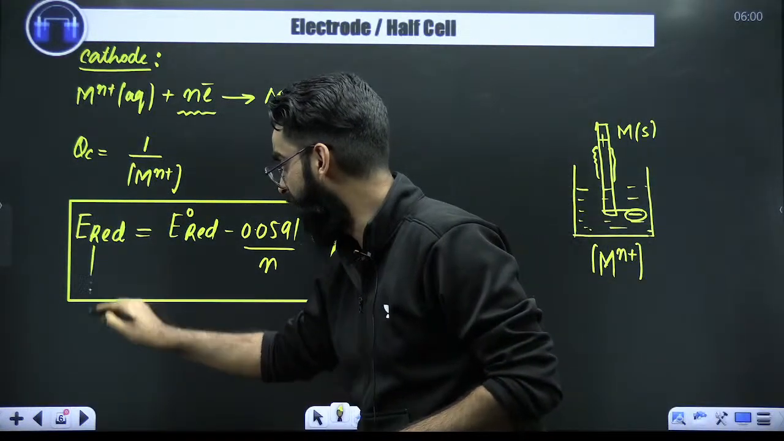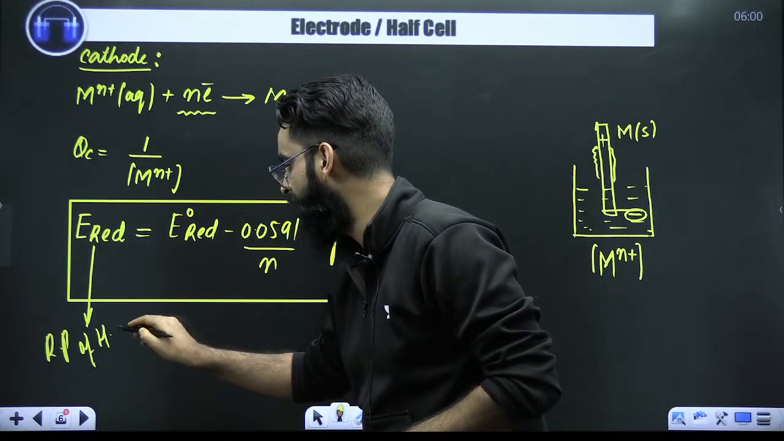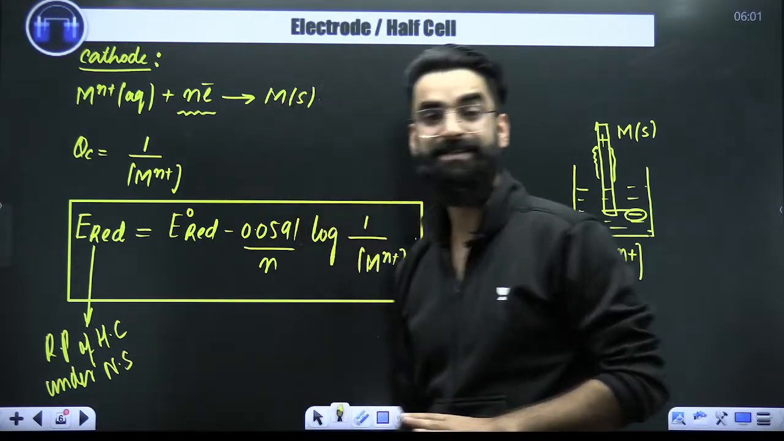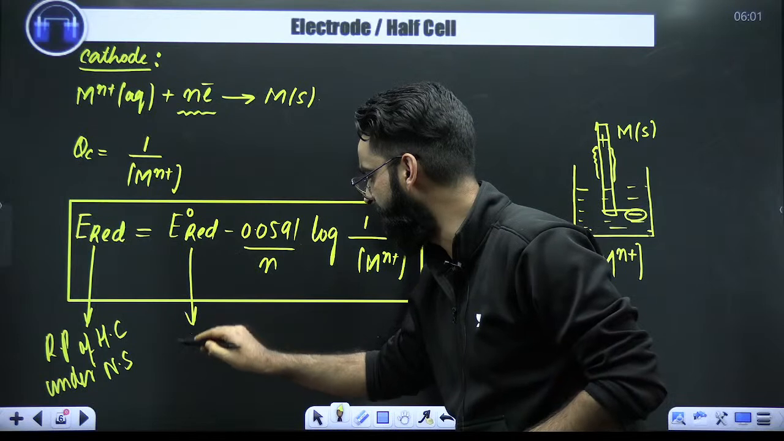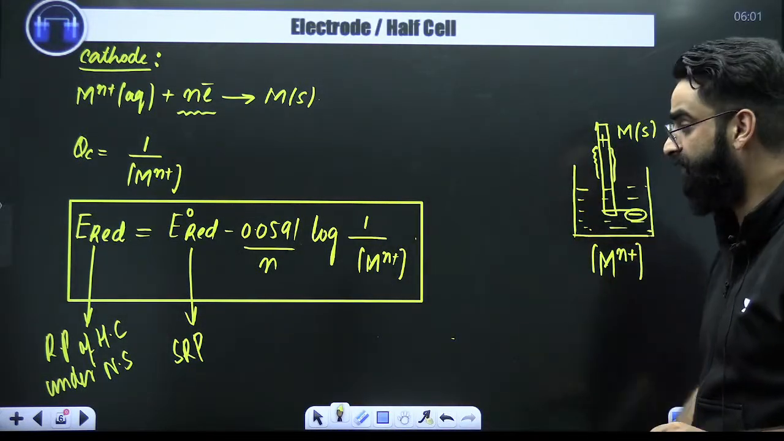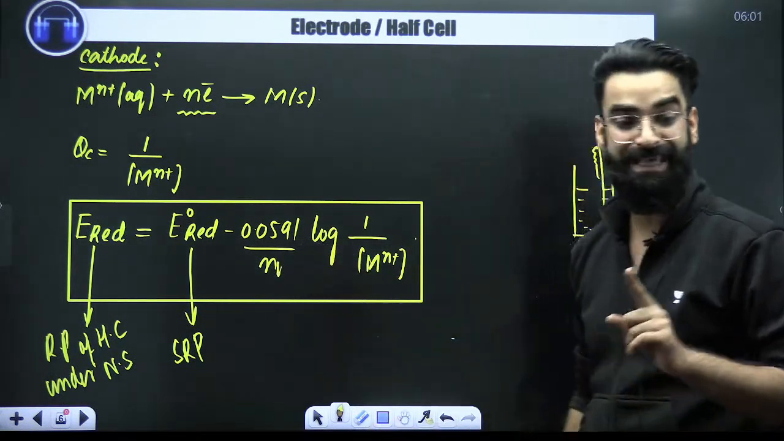This particular term represents what? It represents the reduction potential of the half cell. Under which conditions? Under non-standard conditions. This particular term represents the standard reduction potential of this electrode, the standard reduction potential of the half cell, right? And n, you already know, represents the moles of electrons exchanged.